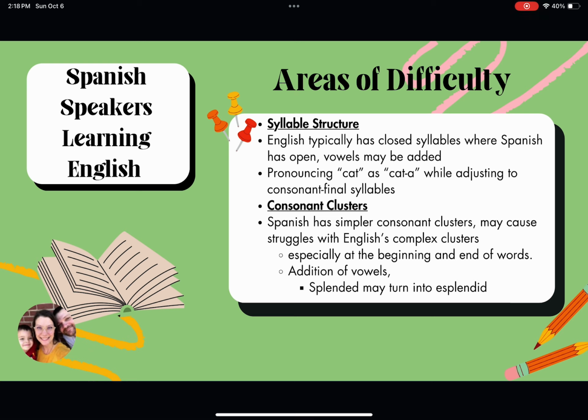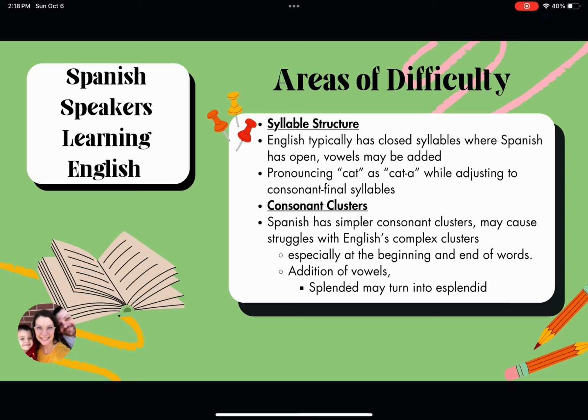By using contrastive analysis and identifying key differences between the Spanish and English languages, we are able to predict what may cause struggles during second language acquisition. Spanish's syllables often end in vowels, so Spanish speakers may add vowels where English has closed syllables. For example, pronouncing cat as catta could occur as learners adjust to consonant final syllables.